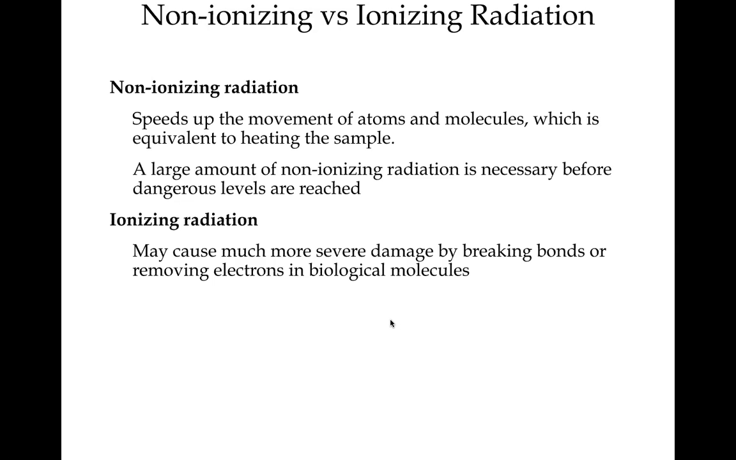Conversely, with ionizing radiation, that is not going to take a whole lot of exposure. That is much, much more damaging to the body. It can break apart the bonds in our DNA and our RNA and our proteins and our other biomolecules. It can remove electrons and create free radicals, which then will attack other biological molecules, rendering those molecules functionless, right? And so these are the two main forms.